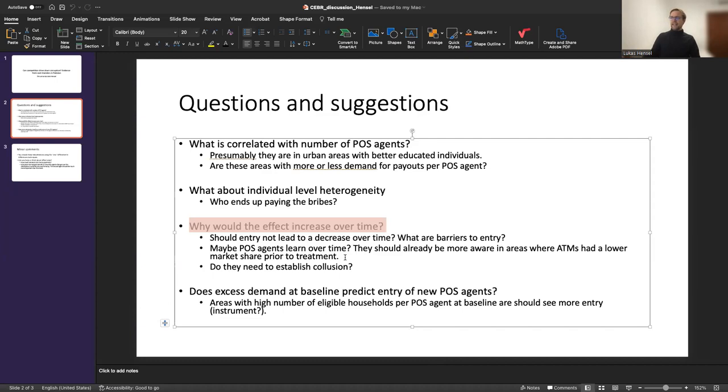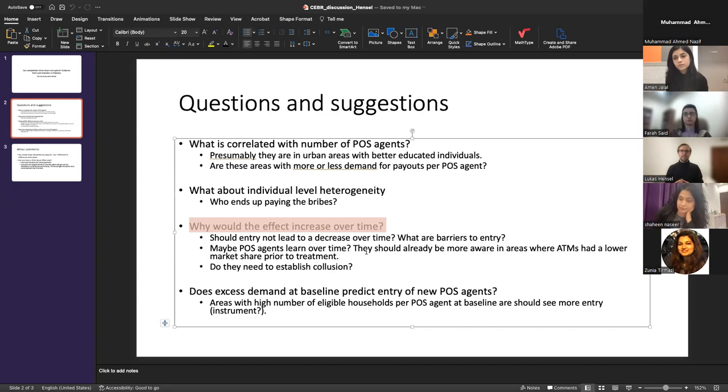And then the second potential explanation, which I find plausible, and I think you mentioned something along these lines as well: maybe they learn over time. So they are first in a low bribe equilibrium and then they realize, oh, we have less competition now. There's not the threat of going to the ATM anymore. Maybe I can charge bribes. They might start out charging very low bribes, and then they get more and more emboldened over time as they realize, oh, people don't actually have a choice and I can actually do this. This is a potential story.